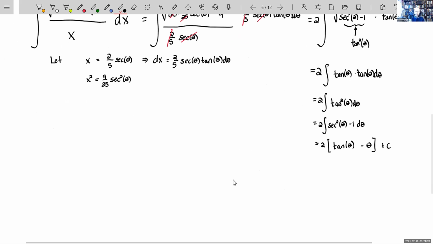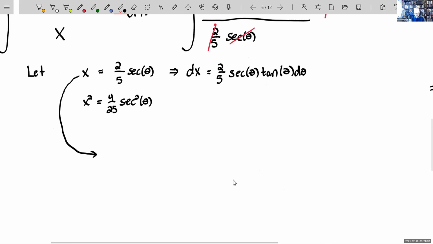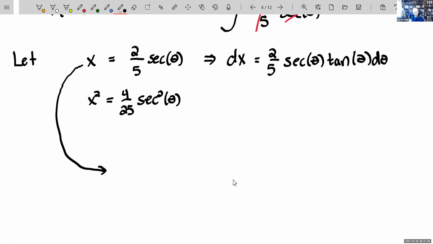So at this point, we need to go back to our original substitution and draw a triangle for that. So my substitution here was that x is equal to 2/5 secant, or in other words, 5x over 2 is equal to the secant of theta.